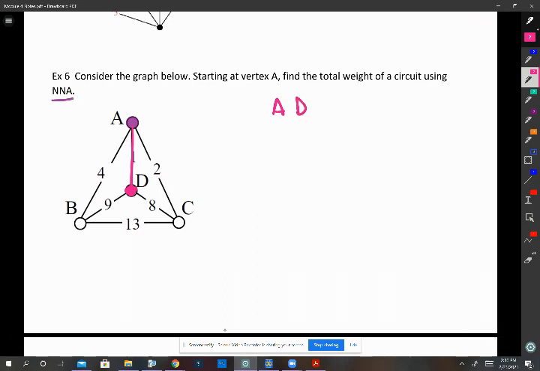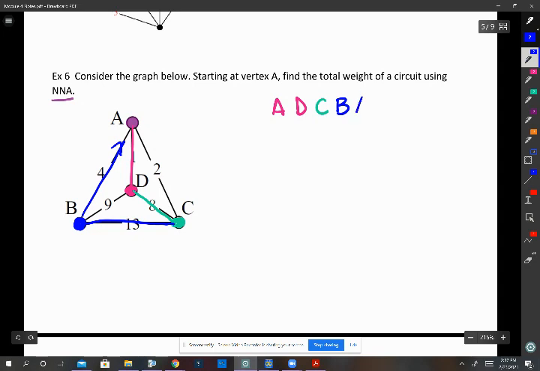From D, we either can go 9 to B or 8 to C. And so we're going to go 8 to C. And then from C, we're going to go to the only other place we haven't been yet, which is B. And then we have to go back. And so then we go back to A. And so we always want to start and end in the same spot. And that's our nearest neighbor for this problem.